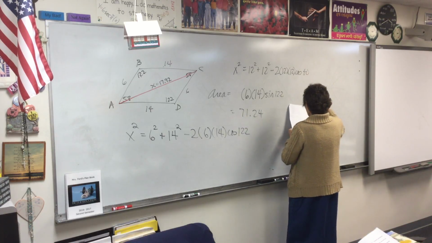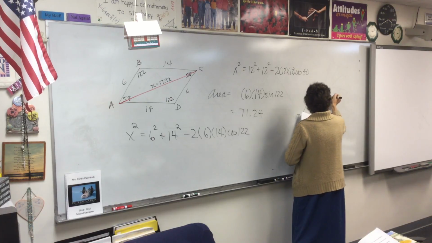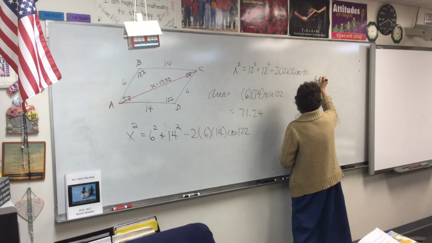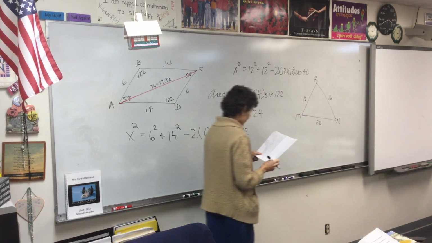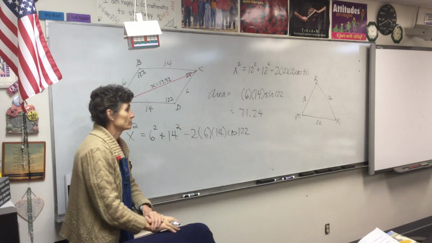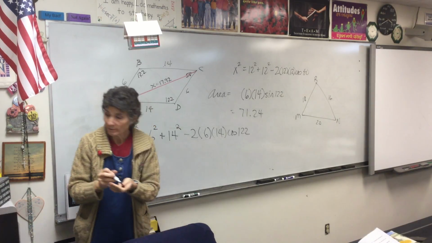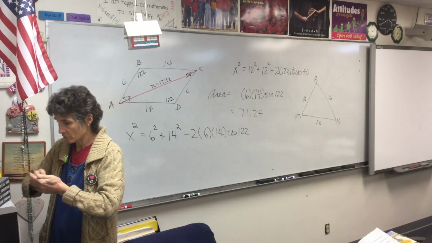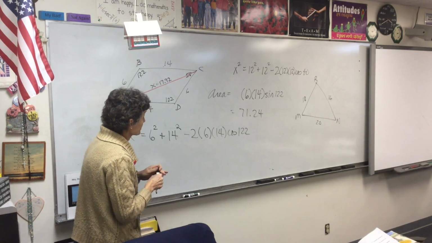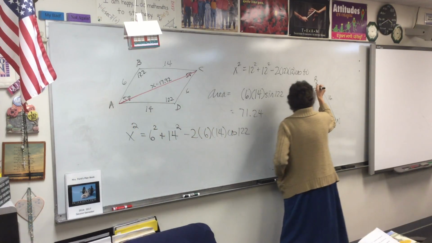All right, and then number 5 says, we got a triangle. M is 16, N is 18, and R is 20. And I need to find the measure of the largest angle. Okay, so I'm going to figure out which one is the largest angle first of all. R. And I know it's the largest angle because it's across from the largest side. So I need to find angle R.